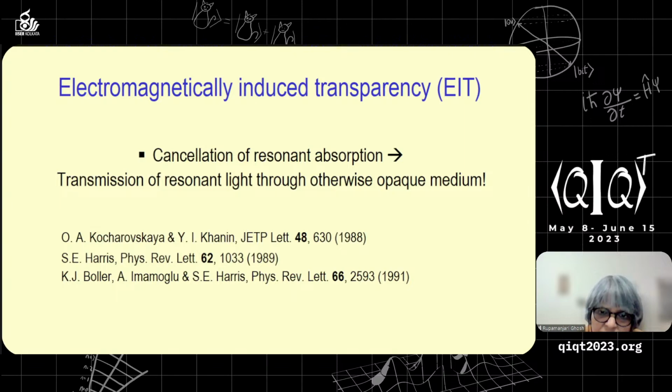The phenomenon I'm going to mention is called electromagnetically induced transparency, or EIT. As the name suggests, it's about cancellation of absorption, even on resonance. So a resonant light may transmit through a medium if I use a control laser in the process of EIT. Otherwise, for a resonant light, the medium would appear opaque. Nothing would go through. So that's really an induced transparency.